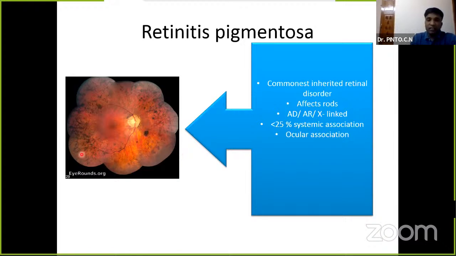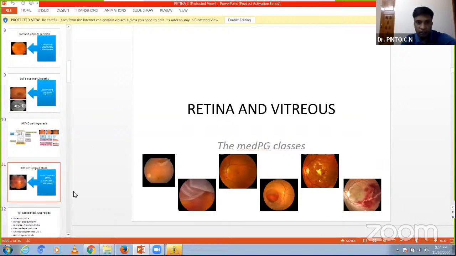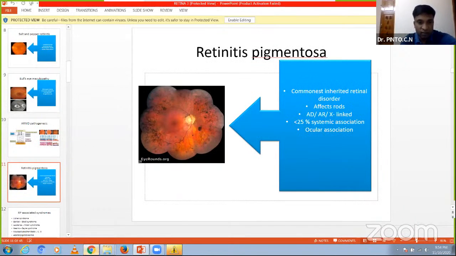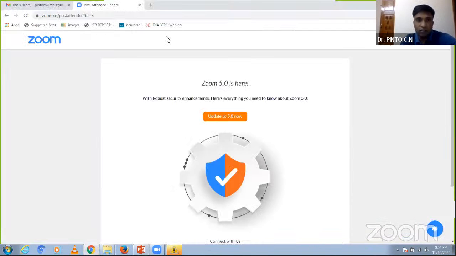Apart from that, what are the clinical presentations? They will have night blindness. If you do visual field charting, they will have something known as a ring scotoma. Ring scotoma is one thing I will show you, because we don't have a pen, I will show you how it looks.